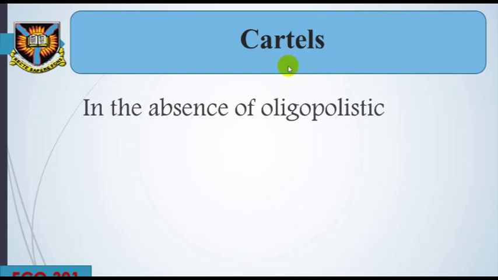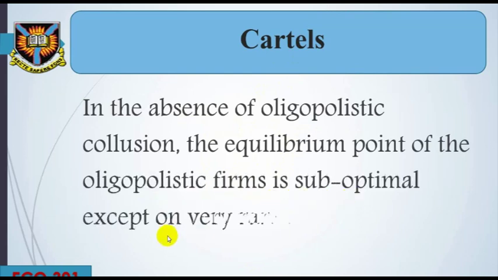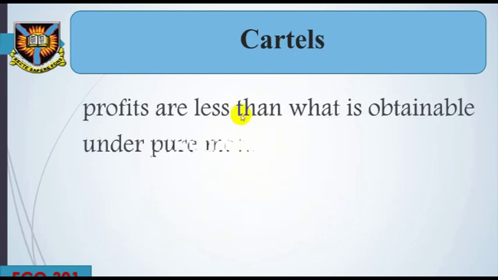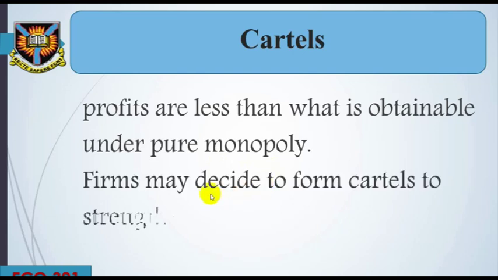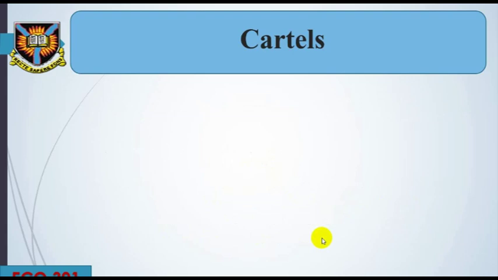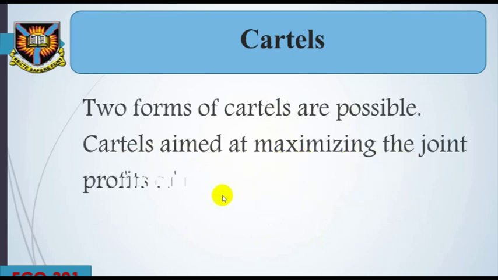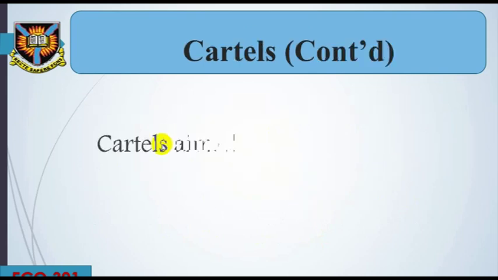Cartels. In the absence of oligopolistic collusion, the equilibrium point of the oligopolistic firm is suboptimal except on very rare occasions. Profits are less than what is obtainable under pure monopoly. Firms may decide to form cartels to strengthen their bargaining power. Two forms of cartels are possible: 1. Cartels aimed at maximizing the joint profit of the firms, and 2. Cartels aimed at market sharing.